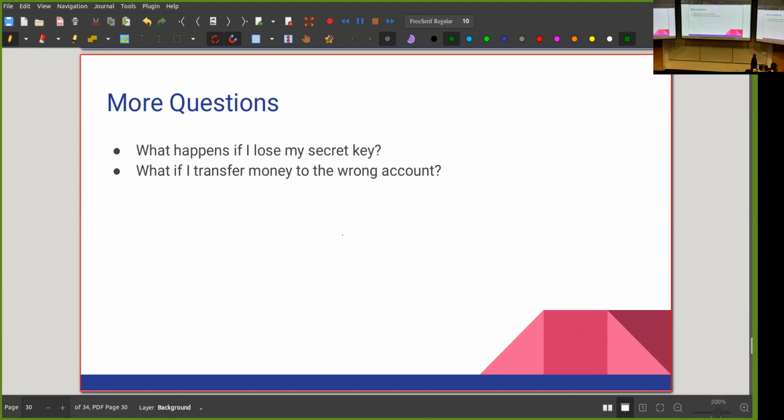Another similar question is, what if I transfer money to the wrong account? Let's say I wanted to send money to someone, but I sent it to someone else. Well, again, there is no central authority who would help you recover that money. So the only way that you would get your money back is if that person sends it back to you. And that's completely under their control.